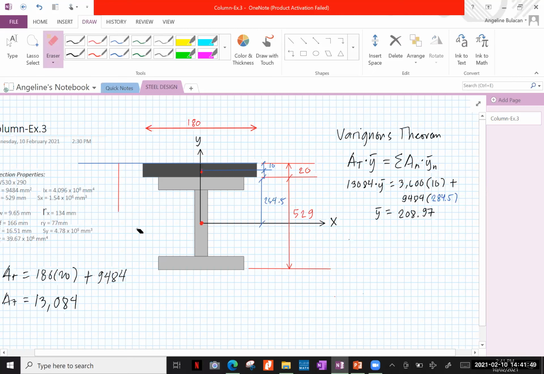Kunyari yan yun. And then, horizontal line. This will now be the location of your new centroid. Gawin kong yellow. Ito yung location. This is now the location of your new centroid. So, lagay ko yung label. This is 208.97.